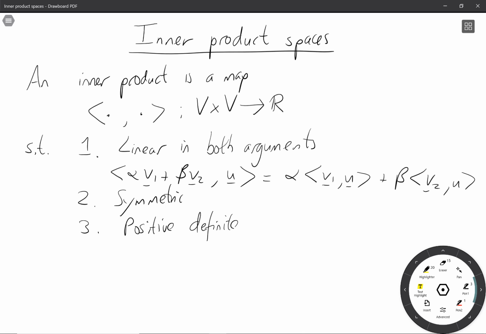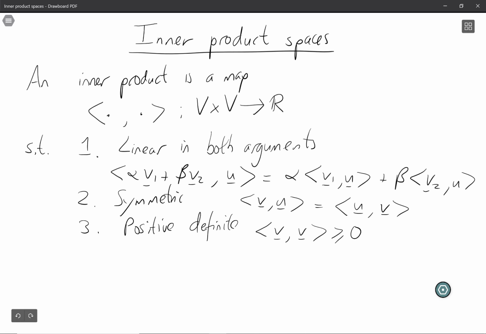That's the first property. It's also symmetric, so the inner product of V and U equals the inner product of U and V. And it is positive definite, which means that the inner product of any vector V with itself is bigger than or equal to 0. And if the inner product of V with itself equals 0, this implies that V is 0.